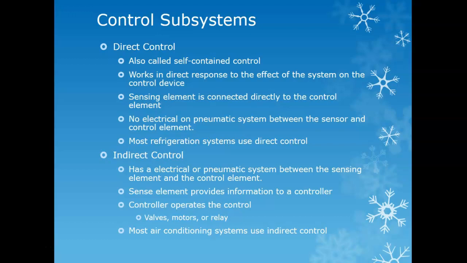Indirect control has an electrical or pneumatic system between the sensing element and the control element. The sensing element provides information to the controller. The controller operates the control. Most refrigeration systems use direct control. Most air conditioning systems use indirect control.